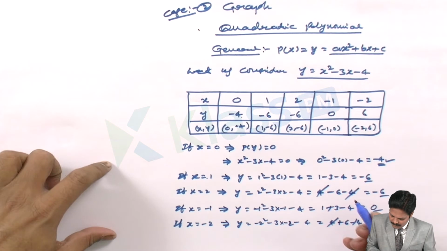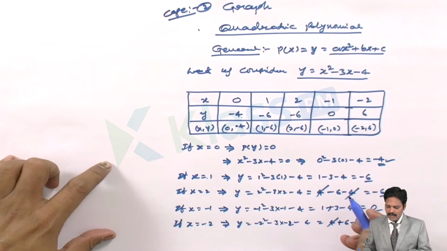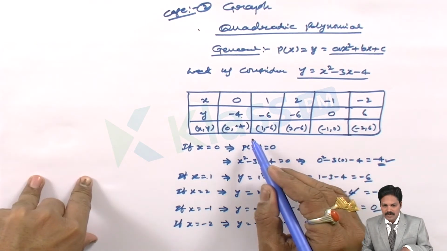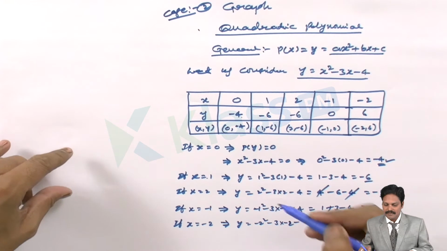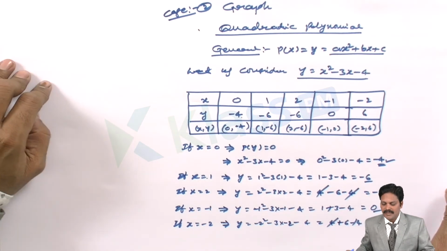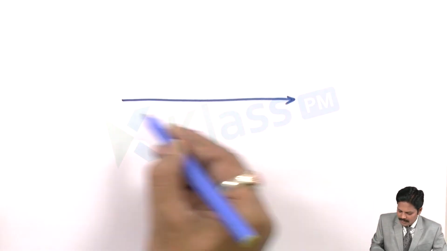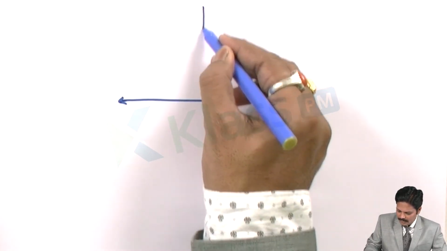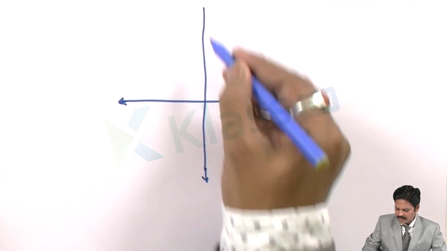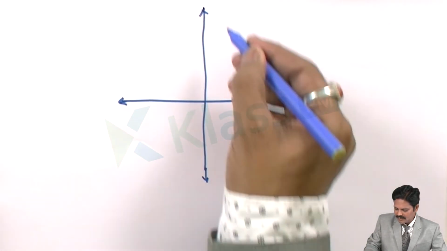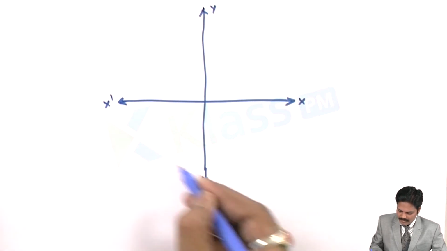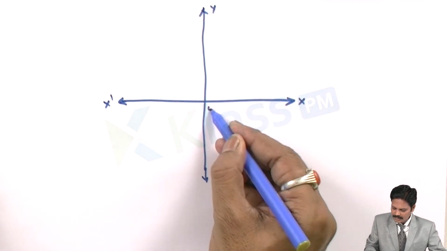Then I am plotting the points like (0, minus 4), (1, minus 6), (2, minus 6), (minus 1, 0) and (minus 2, 6). So we need to plot these points in the graph, then we will get the quadratic polynomial. How? See, here I am drawing two axes. One is horizontal and the second one is vertical. Here it is the x and it is the y. This is the x dash, it is the y dash, it is the 0.